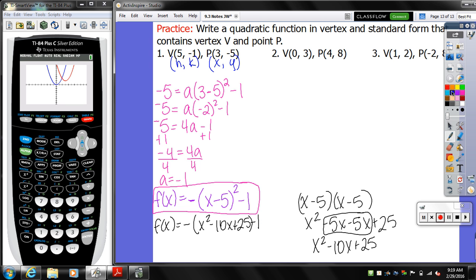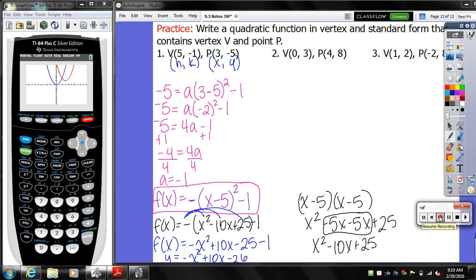Next thing, we need to do two things. We have to distribute this negative. So f of x equals negative x squared plus 10x minus 25, and then I still have my minus 1. Very last step, I have to combine these two constants. Y equals negative x squared plus 10x minus 26. You may want to pause the video at this point and try to do 2 and 3, and then the answers will be there whenever you start the video again.